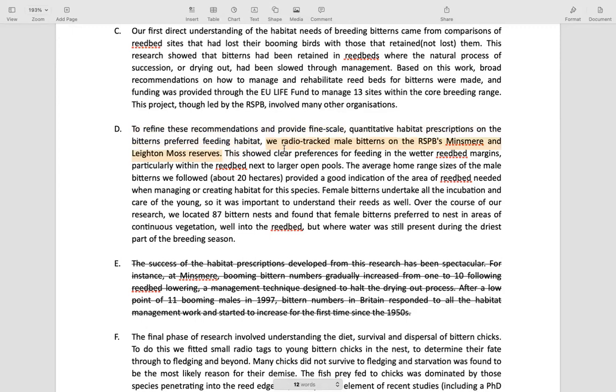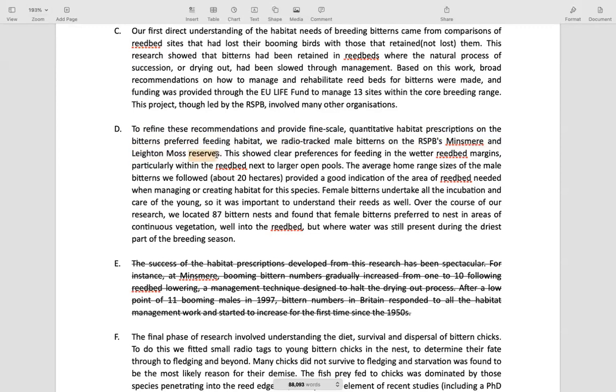What did they do? Tell me. Go ahead, Kritika. We radio track male bitterns on the RSPB's Minsmere. Sir, what is this? Just a name. It's a name, right? You don't even need to pronounce it.